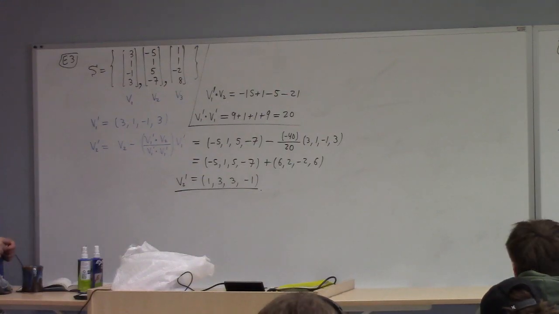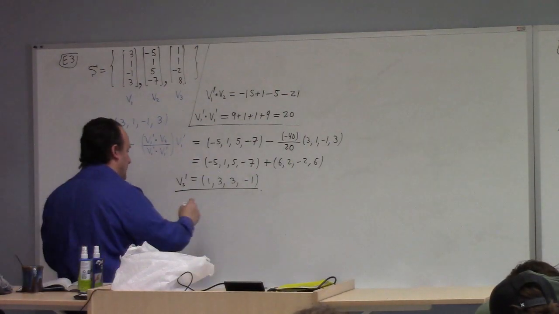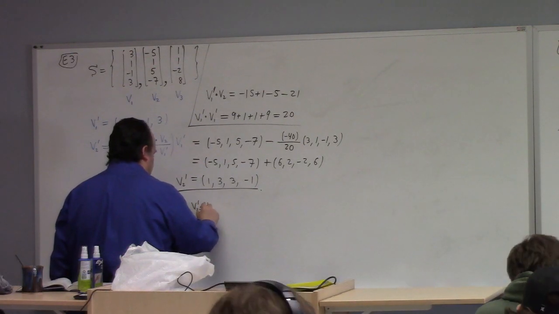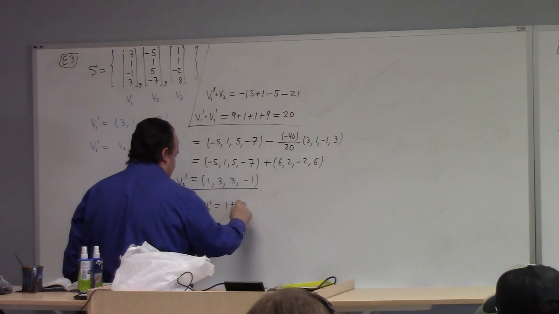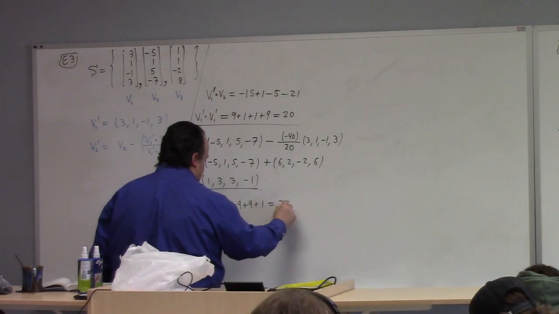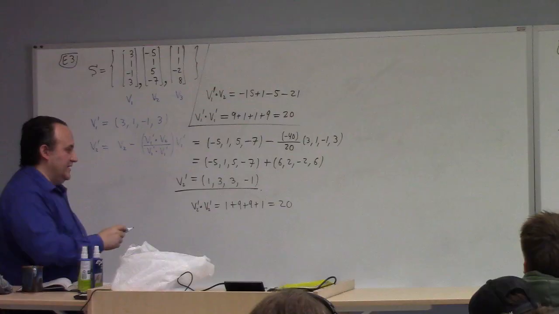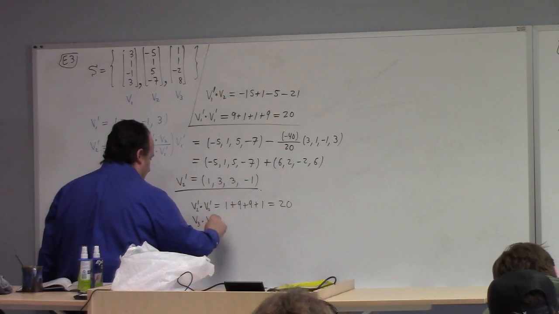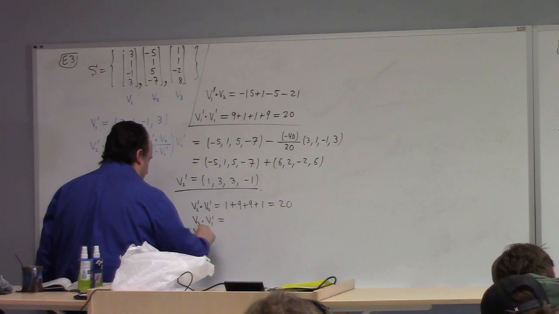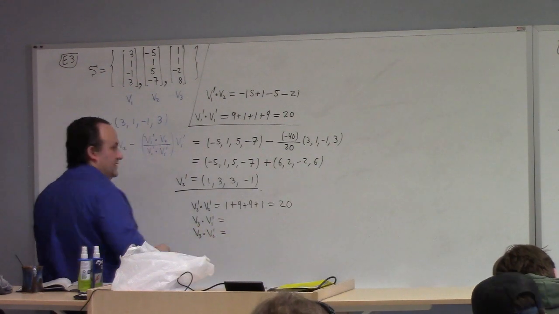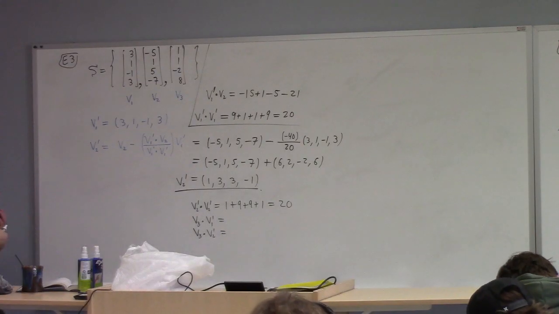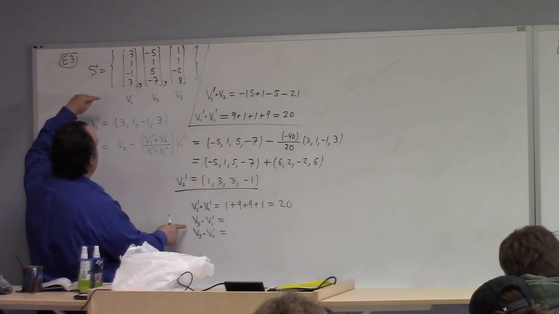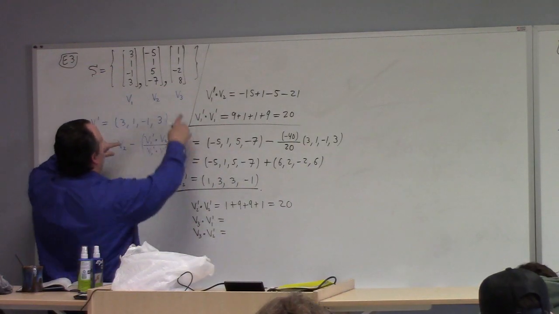All right, so we know we're going to need V2 prime dot V2 prime. What's that equal to? 1 plus 9 plus 9 plus 1, also known as 20, right? And we're also going to need to calculate what is V3 dot V1 prime and what is V3 dot V2 prime. Let's just calculate those and get those in front of us before we need them. All right, so let's see, your V3 dot V1 prime is what?